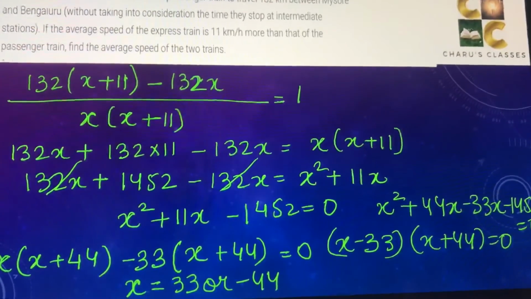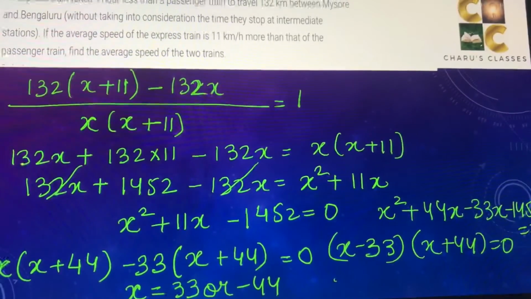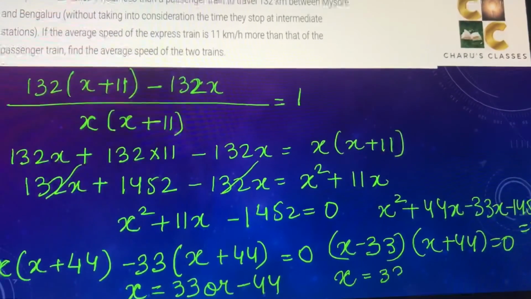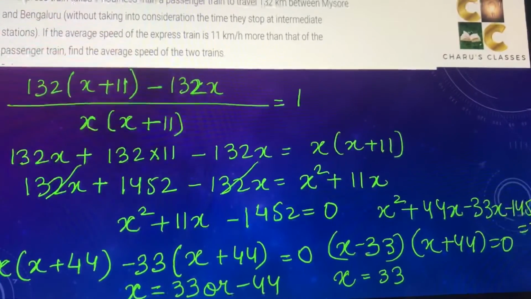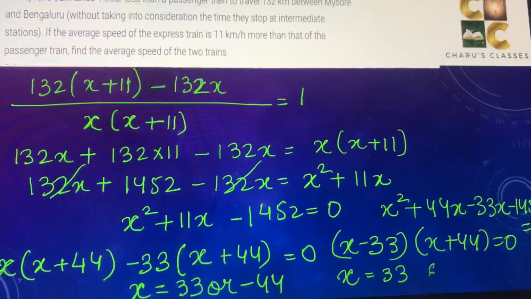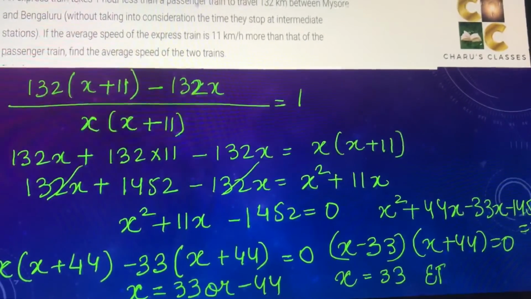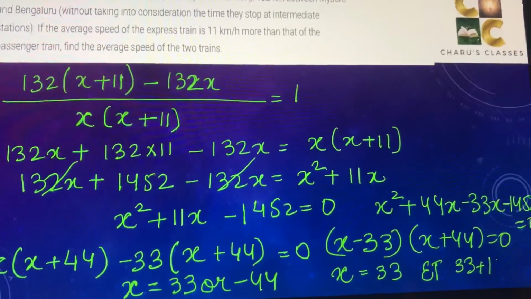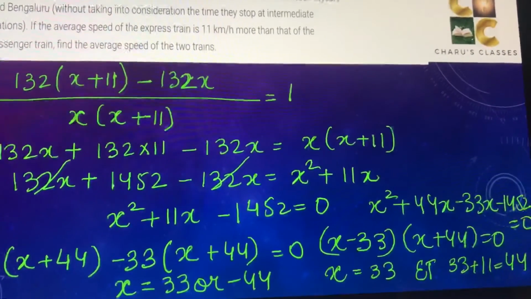So speed cannot be negative. Discarding the minus 44, the speed of the train is 33 km per hour. That is, we are talking about the passenger train. And the express train, the speed is 33 plus 11, which will come out as 44 km per hour.